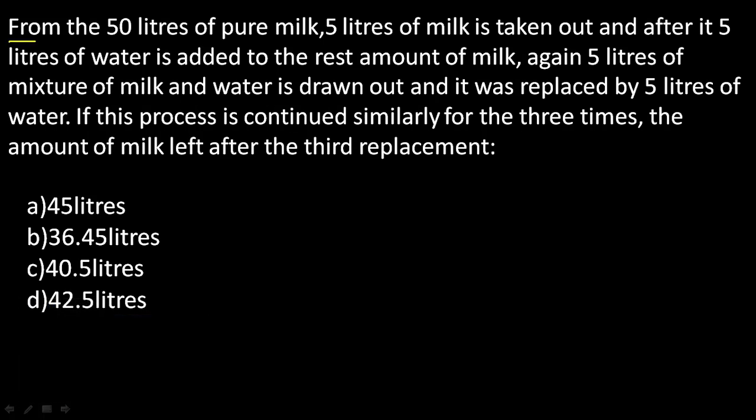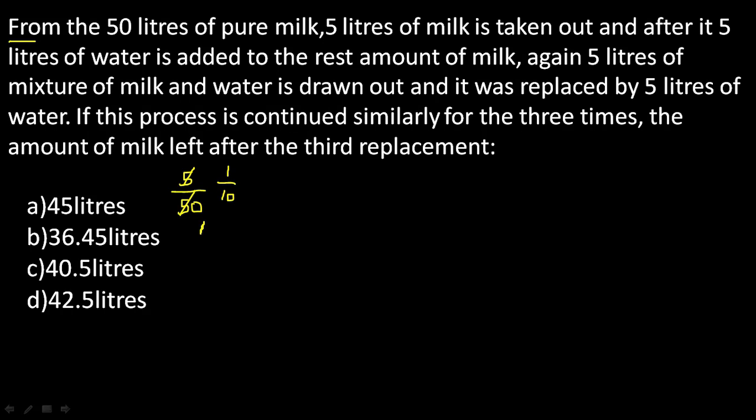From 50 liters of pure milk, 5 liters of milk is taken out, and after it 5 liters of water is added to the rest of the milk. Again 5 liters of mixture is drawn out, and it is replaced by 5 liters of water. The process is continued similarly for 3 times. The amount of milk left after the third replacement? In this question, unlike the last problem, they have not given the fraction value, they have given the actual value. So totally 50 liters of milk is there. They are taking out 5 liters, so it will be 1/10.